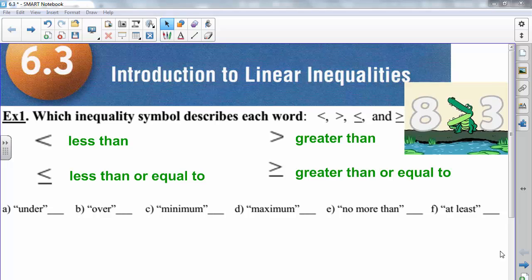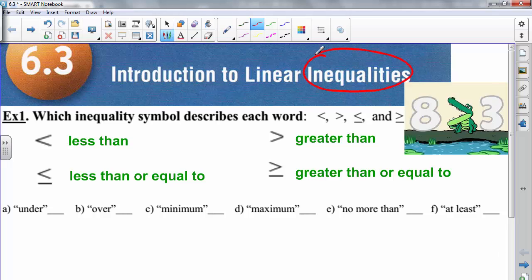Hello grade 9s, starting from 6.3 we will learn how to solve linear inequalities. What is a linear inequality? It's inequality. The inequality means it's not equal, as opposed to the linear equations. A linear inequality means the left side is not equal to the right side.